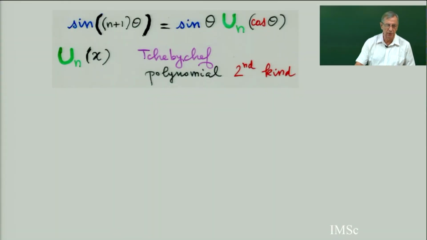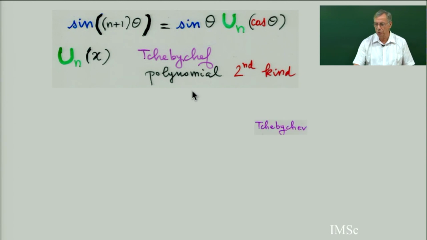So this comes from the trigonometry. If you expand sin((n+1)θ) for any n, it's going to be, up to sin θ, a polynomial U_n in cos θ. And this polynomial has been introduced by Chebyshev, and they are called Chebyshev polynomials of the second kind. There are 2 kinds of Chebyshev polynomial.